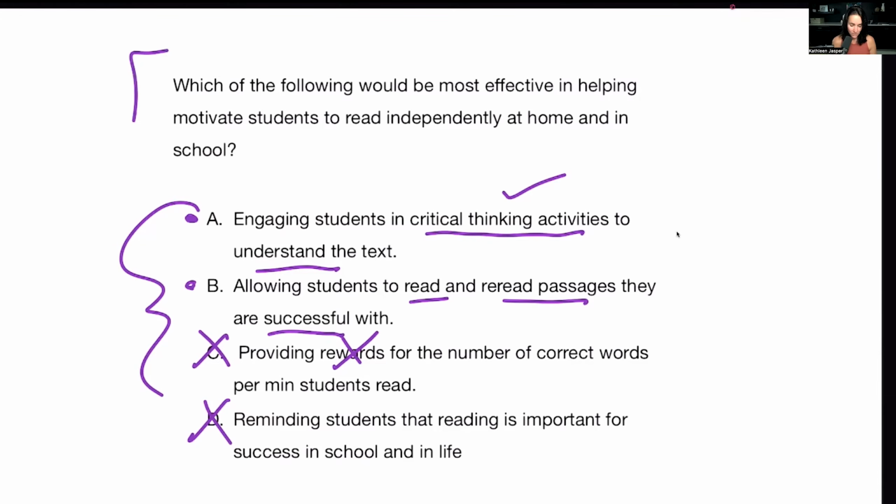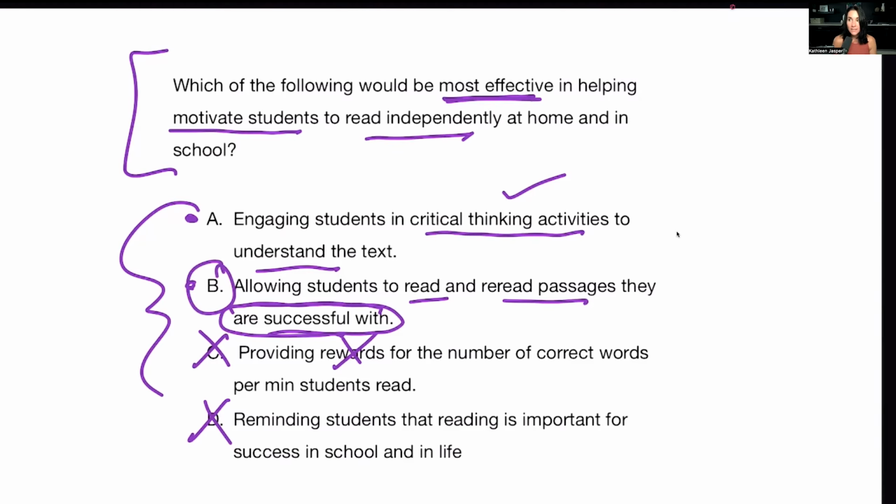All right, let's go ahead and read the question here. Which of the following would be most effective? They're always going to put that in there in helping motivate students to read independently. Notice these key words: most effective, motivate, and to read independently at home and in school. Well, if we're trying to motivate them, allowing them to read passages over and over again that they're successful with is motivation. When they feel they're good at something, they're going to want to do it more. B is a better answer than A. Critical thinking activities are important, but that's more for increasing metacognition, helping students come up with questions. This is a motivation question.